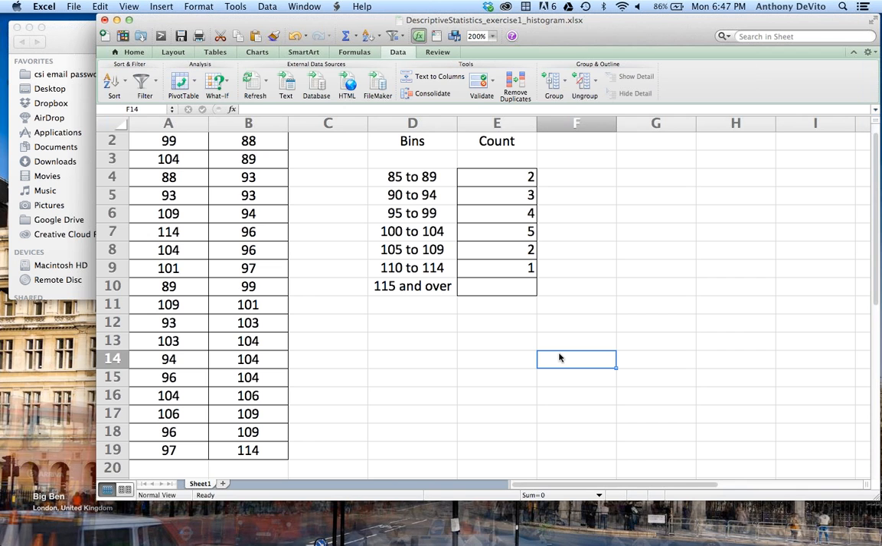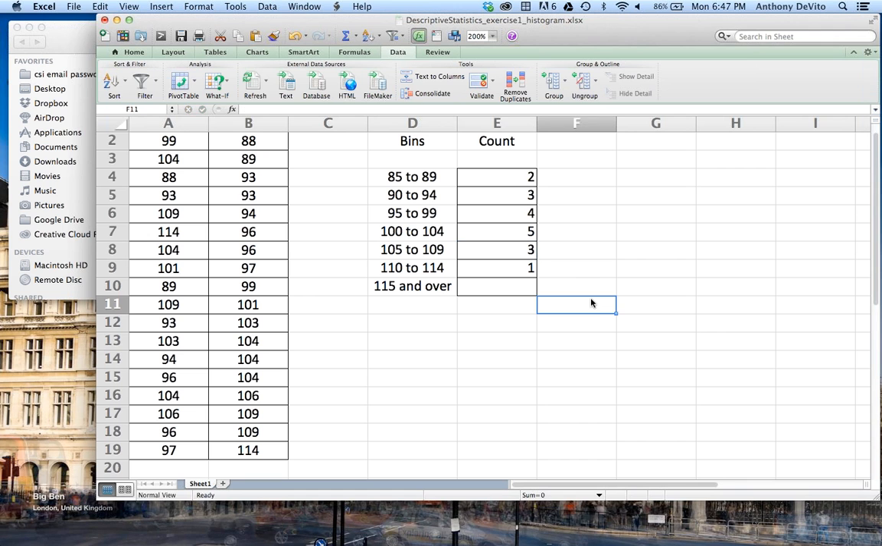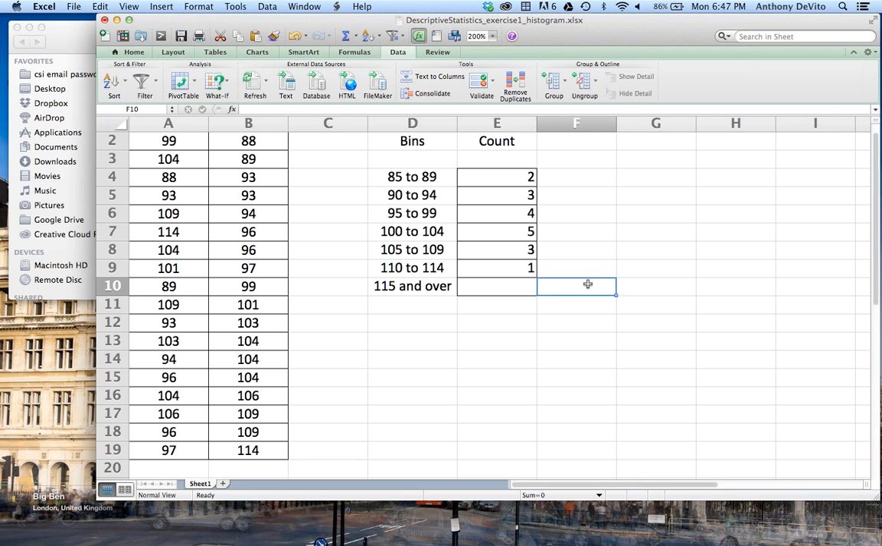Okay, so now I've got a view of how these are distributed into bins. Three between 105 and what? Oh, okay, thank you. Who asked you? I'm sorry, I didn't really mean that.